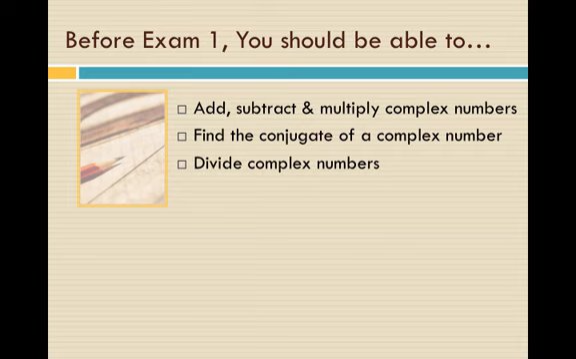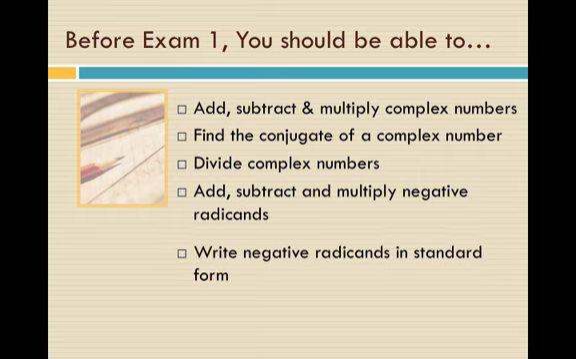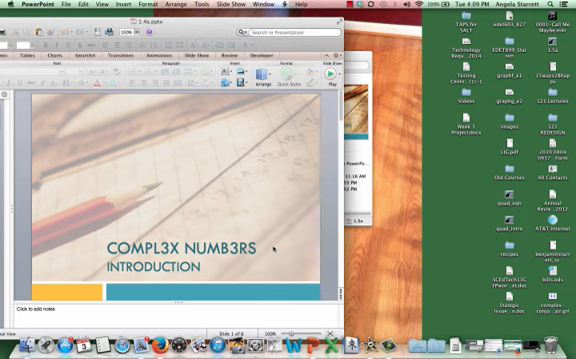Of course, then we want to be able to divide complex numbers. We want to be able to add, subtract, and multiply negative radicands. So this is when we have a negative number under the radical. And then we want to be able to write negative radicands in standard form. And again, that standard form is just a plus bi. So I'll go through, talk a little bit about this stuff, and give you an example.